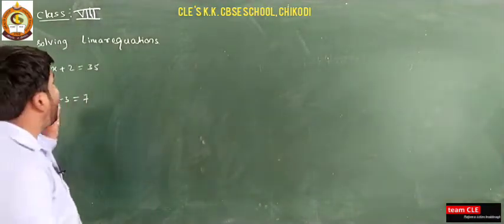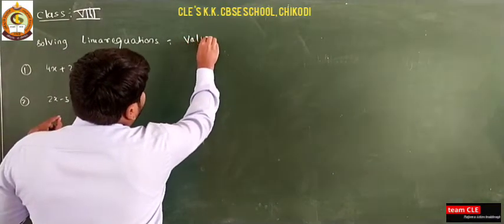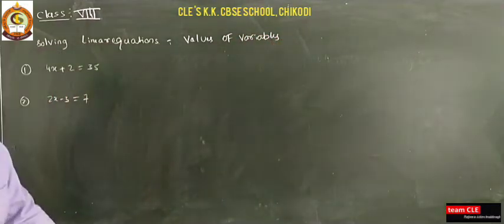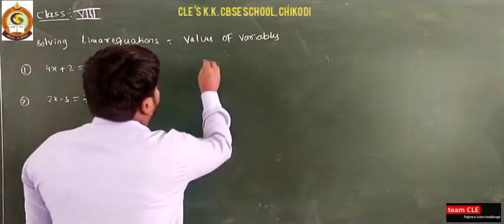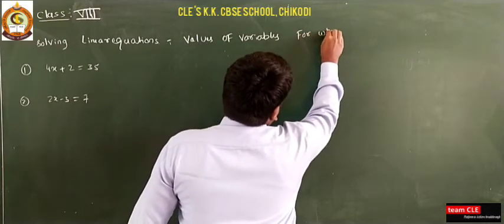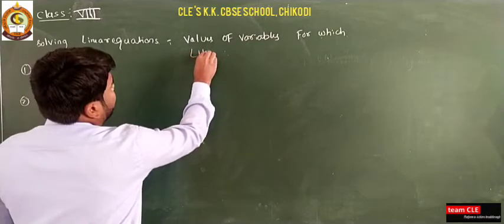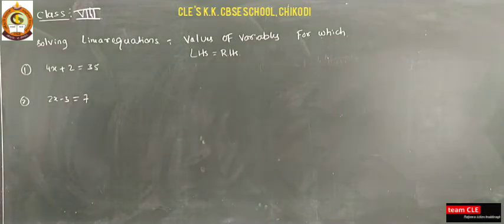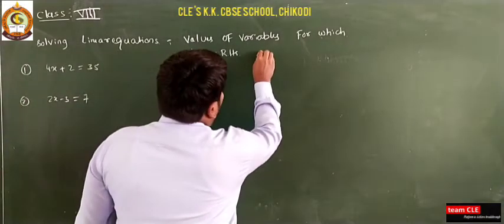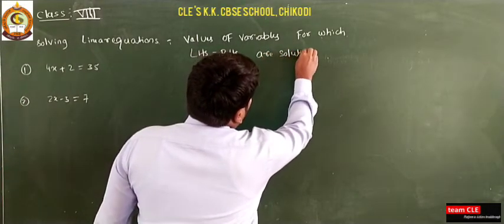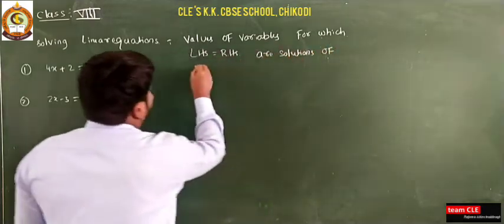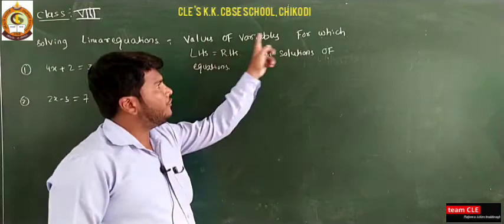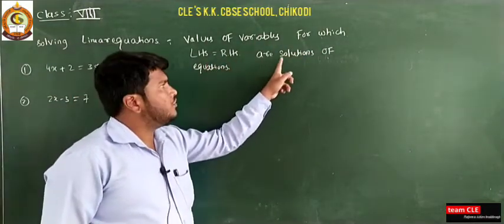So what is a solution? The values of the variables for which LHS is equal to RHS are solutions of the equation. Okay, so this is the statement for solving a linear equation: values of variables for which LHS is equal to RHS are the solutions of the equation.